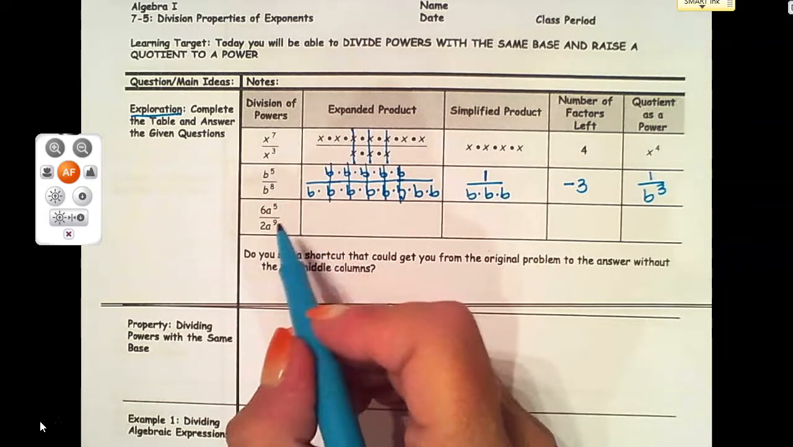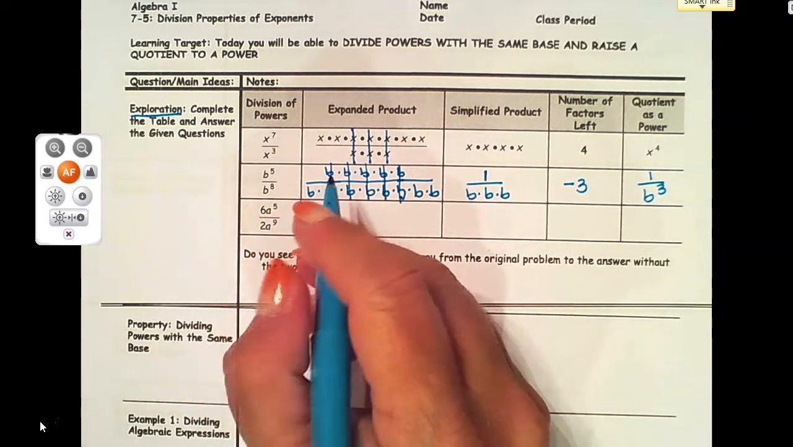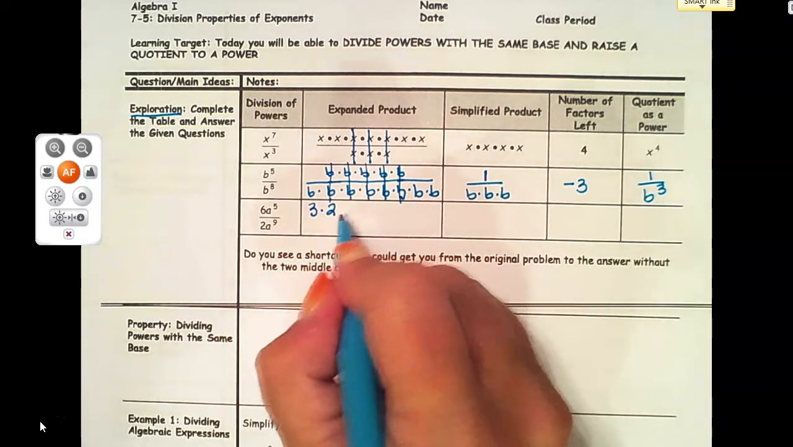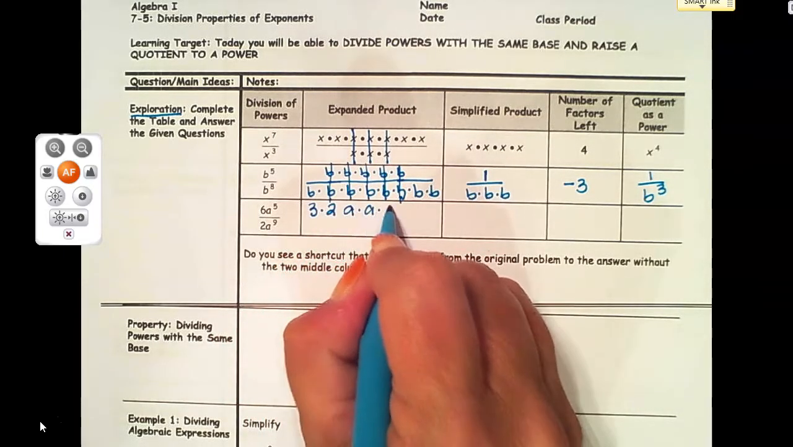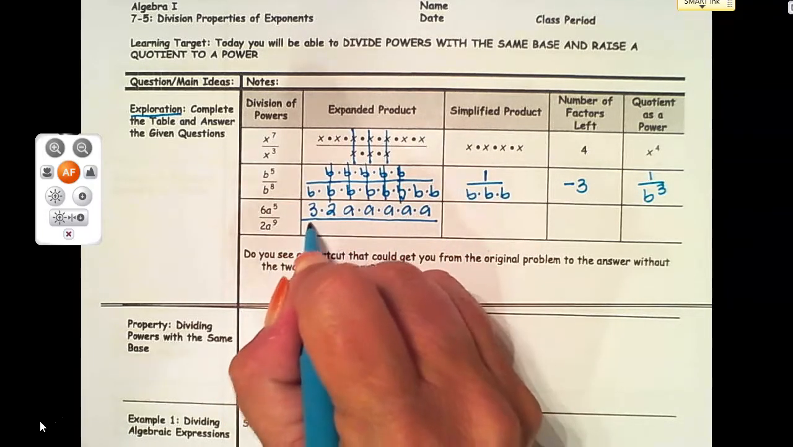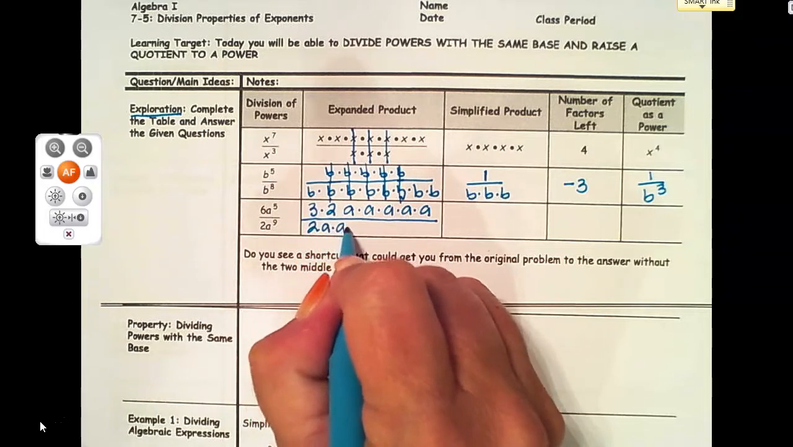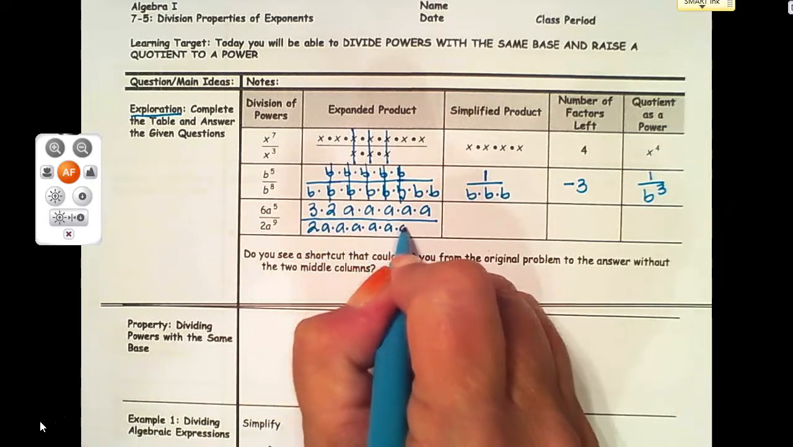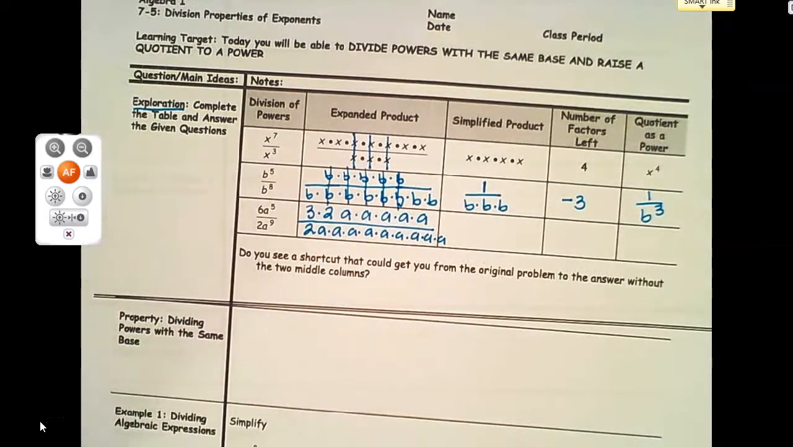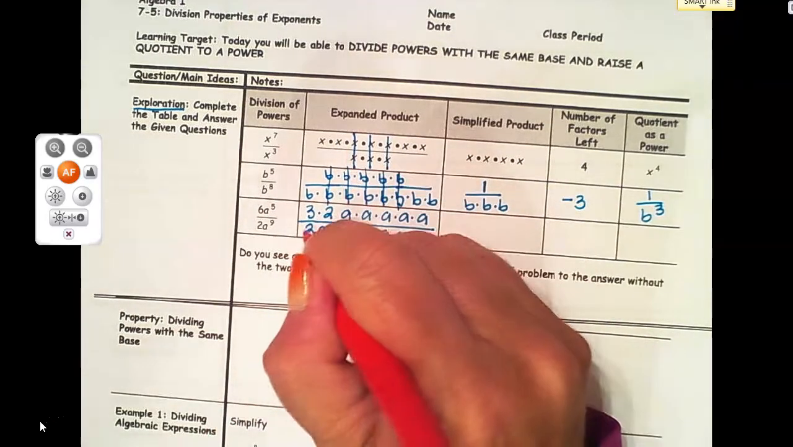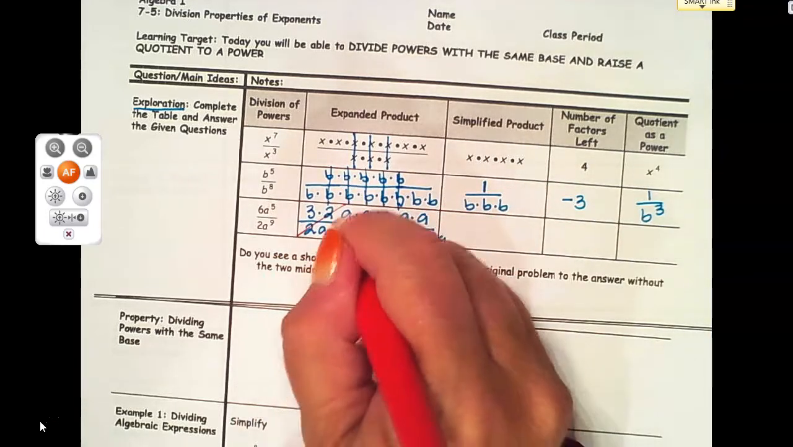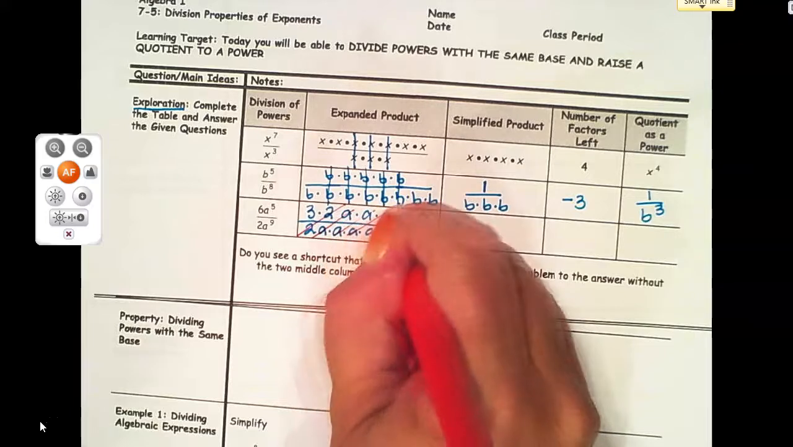So I'm going to go ahead and factor my 6. I'm going to think of 6 as 3 times 2. And then I still have those 5 a's because it's a to the 5th. And then in the denominator, I just have a 2 and then 9 a's. So there's 3, 6, 9. When I think about what cancels, not only do some a's cancel, my 2's cancel.